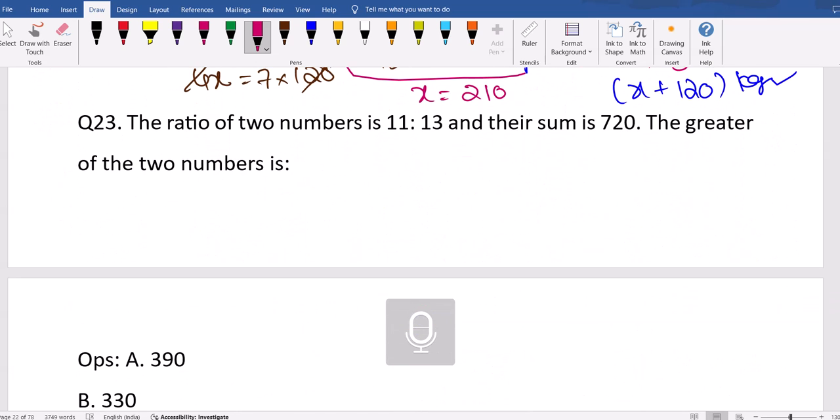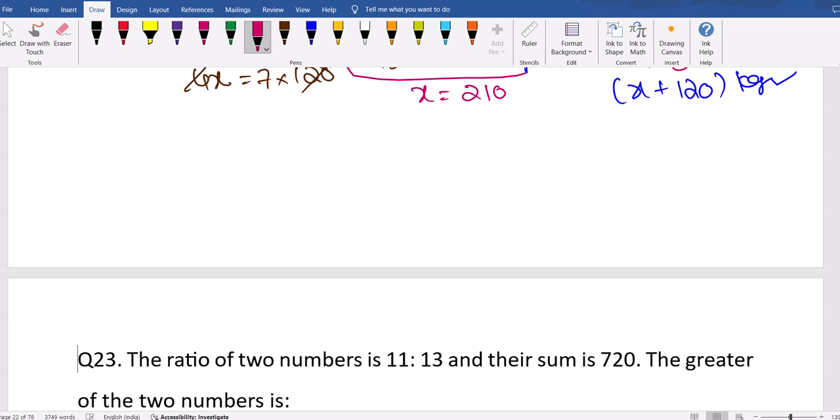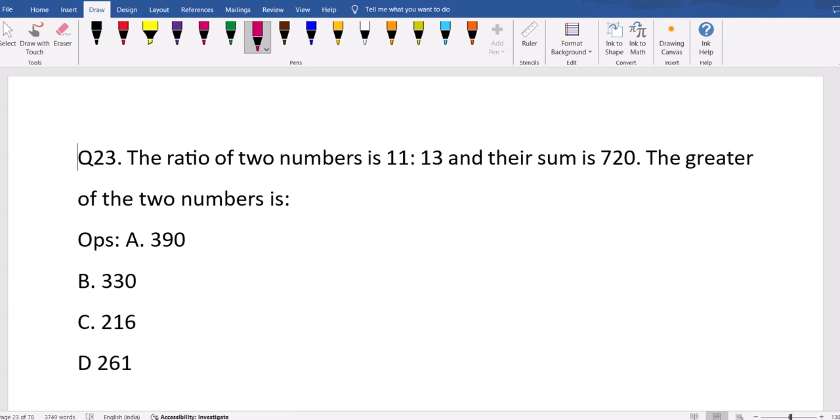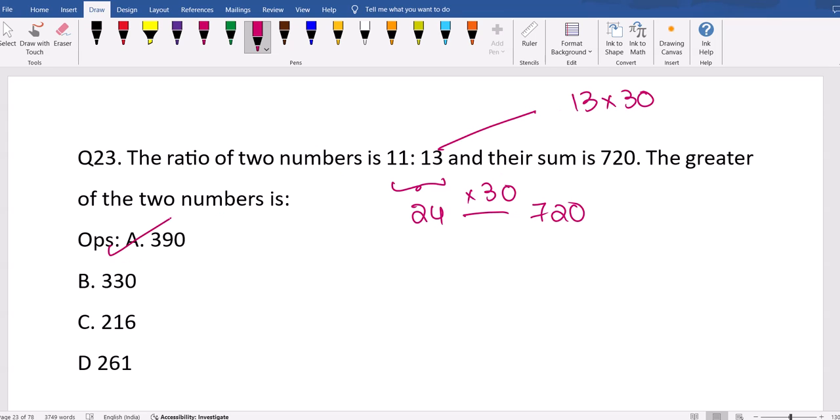See the next one. Yeah, this question also is done similar to that. Adding these two gives 24, but they have given 720, which means multiplied by 30 relationship. The greater number means this, so 13 into 30, 390 is your answer. In fact, the greater number should be divisible by 13. Only one option is divisible by 13, this one.